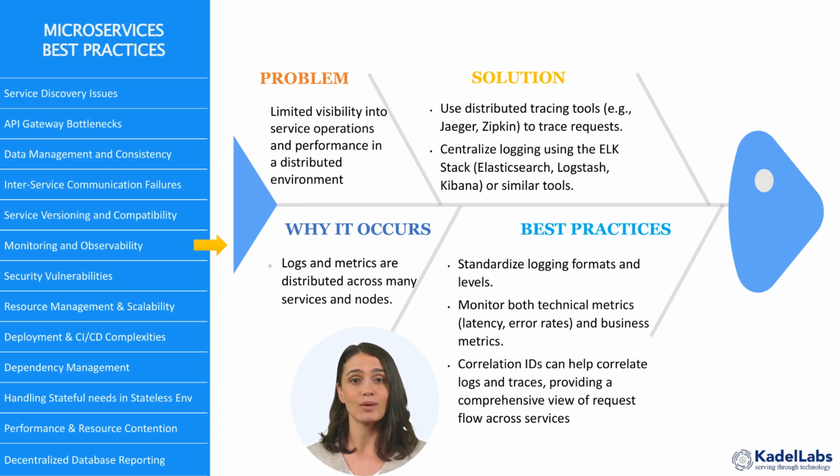Best practices include standardizing logging formats for better correlation and monitoring both technical and business metrics for a comprehensive view. Correlation IDs also enhance observability by tracing requests across services. By implementing these tools and practices, we improve visibility, detect issues faster, and maintain high availability. Next, we'll discuss security vulnerabilities.